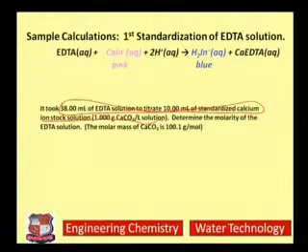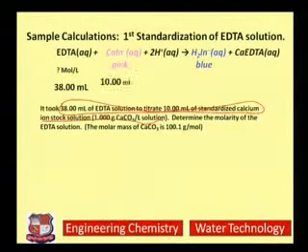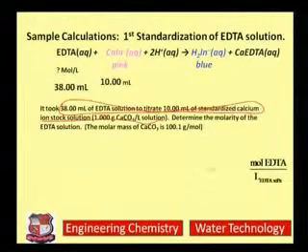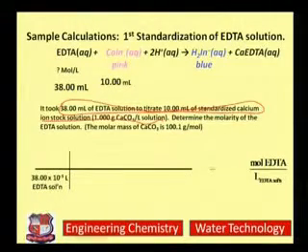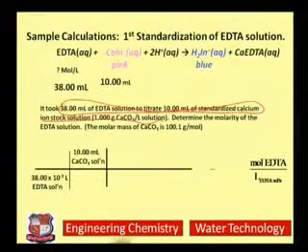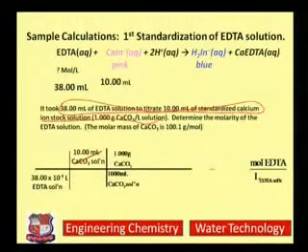Molarity means gram moles per liter. The molar mass of CaCO3 is 100.1 gram per mole. This is the simplest numerical used to standardize EDTA solution. For that, what do you need? You need the volume of the EDTA, you need the amount of EBT and metal complex which are given, and this will give you the moles per liter of EDTA used to titrate with the standard solution of CaCO3.